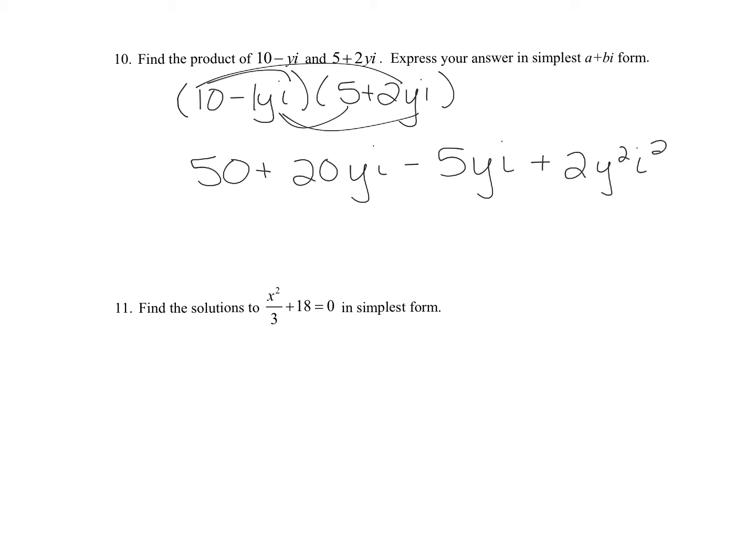So make sure you get the y squared and you don't miss that. So this is equal to -1. So this term becomes -2y squared. I'm also going to combine like terms. So I have a 15yi in here and then a 50 in the front.